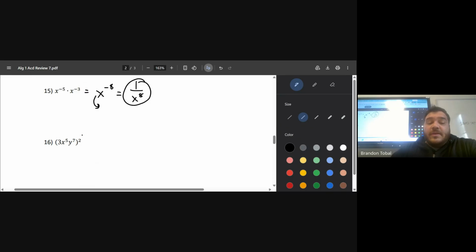That's the answer to this one, yes. Because there's a 2, I'm going to give everything on the inside a power 2. So everything on the inside will get a power 2. So 3 to the second power, x to the 10 power, multiply. And then y to the 14 power. And then not add them because they're different. So the only thing I could do is clean up the 3 part. So 3 to the second power, or 3 times 3, 9. So 9, x to the 10, y to the 14.